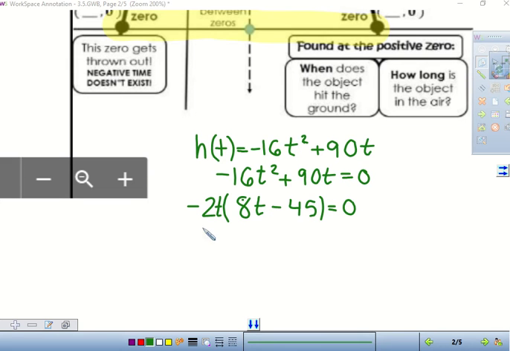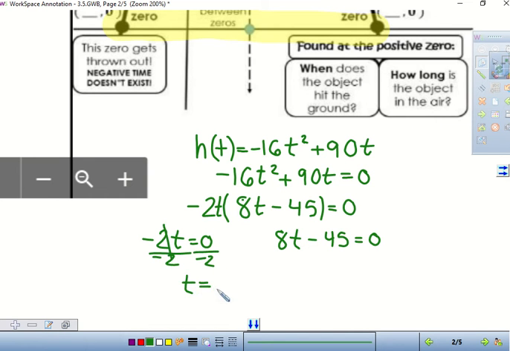So once I get here, what can I do with these two factors? I can set them equal to 0. I can set this one equal to 0, and this one. And then I can solve both of these. So over here, I'm going to divide both sides by negative 2, which means t is equal to what? 0. And then over here, I can add 45 to both sides and then divide by 8, which 45 divided by 8 is 5.6.